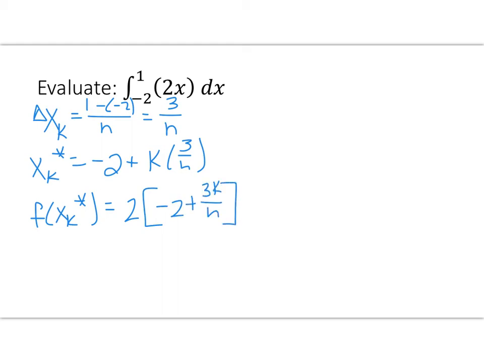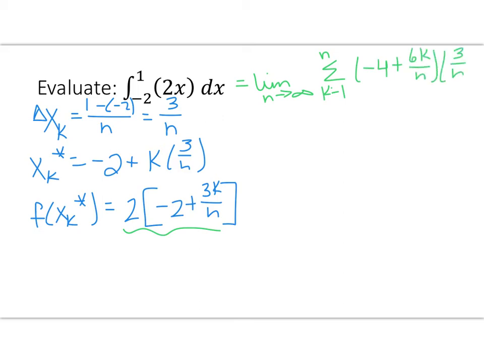So now we are ready to actually work with our limit. We know that this is equal to the limit as n approaches infinity of the summation from k equals 1 to n of our f of x_k star. So when I distribute this, I have negative 4 plus 6k over n times our width, 3 over n. Cleaning this up a little bit, we have the limit as n approaches infinity of the summation from k equals 1 to n of negative 12 over n plus 18k over n squared.